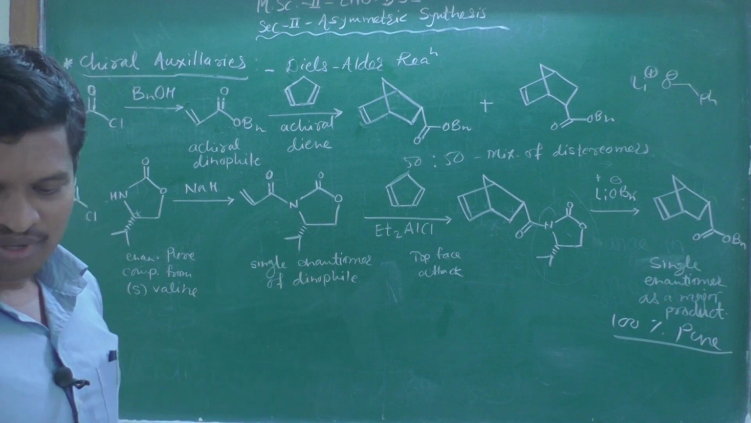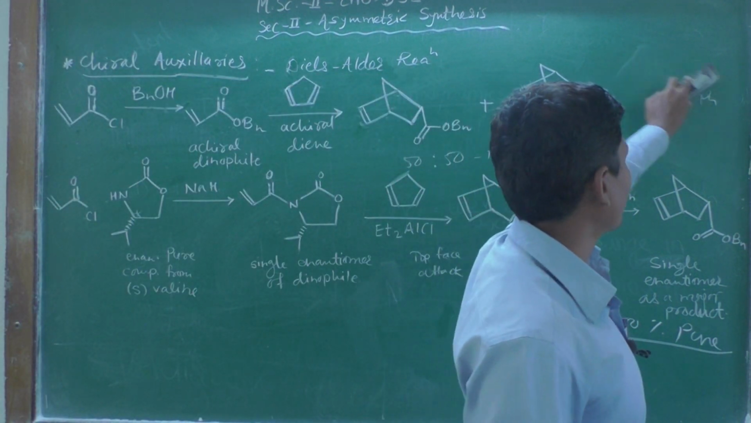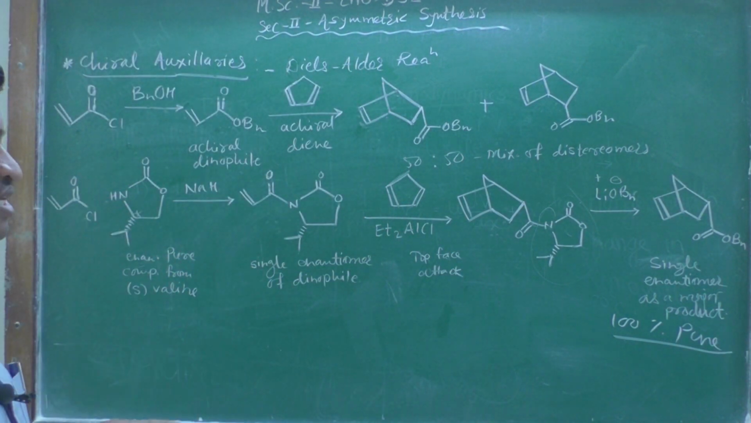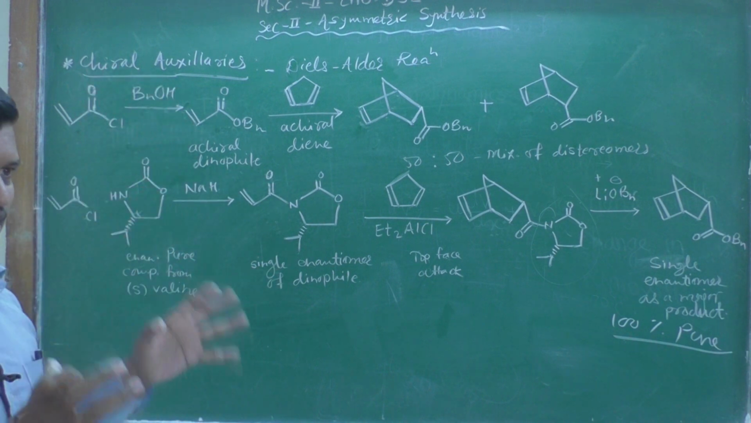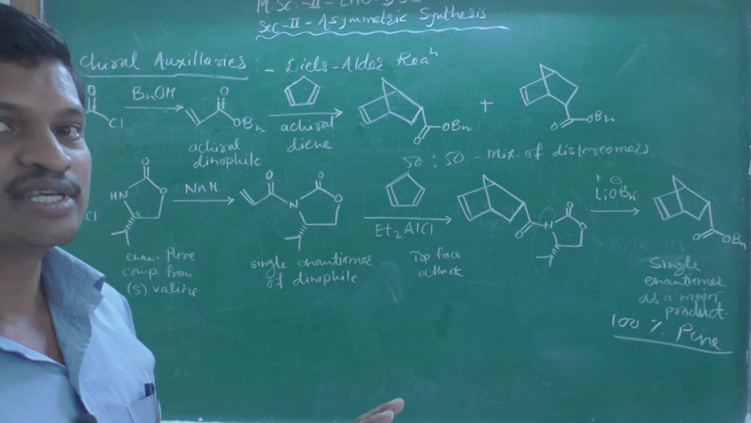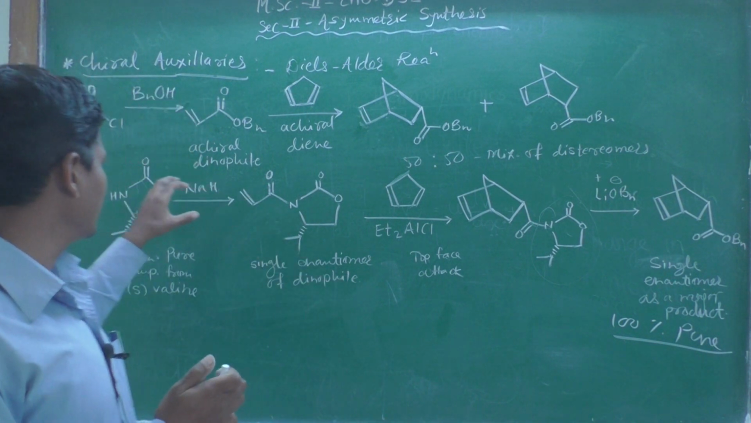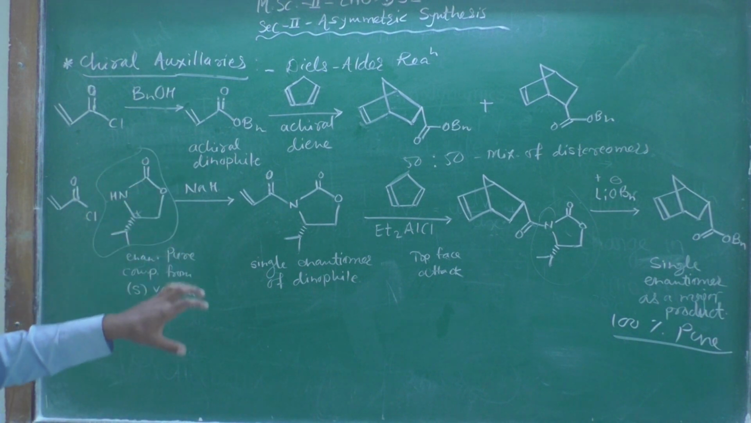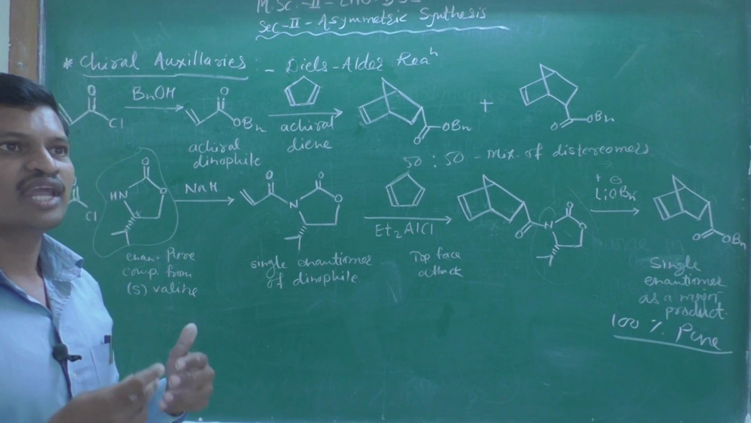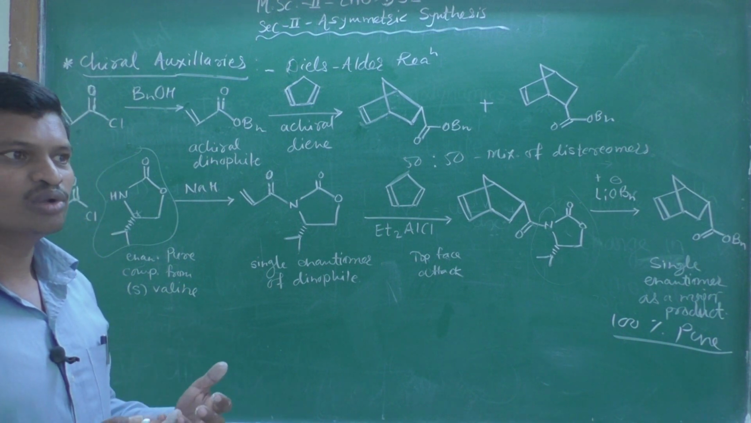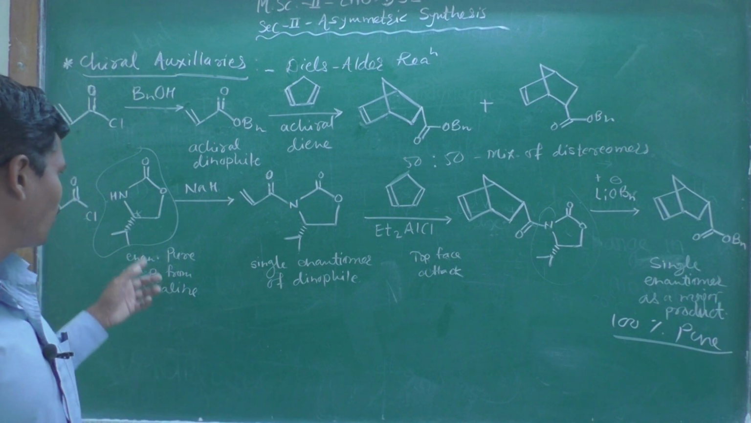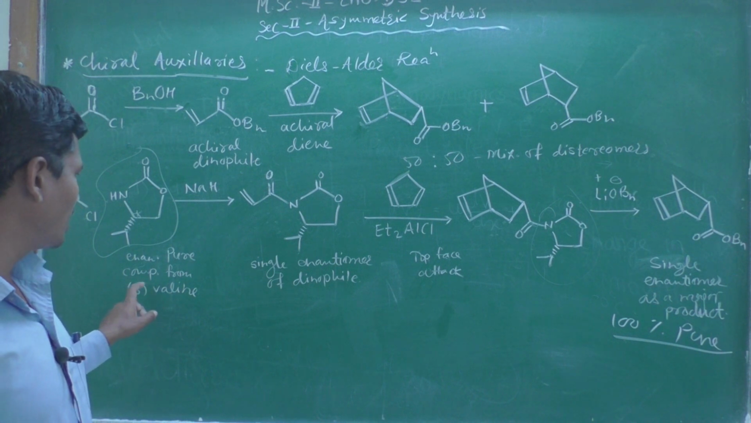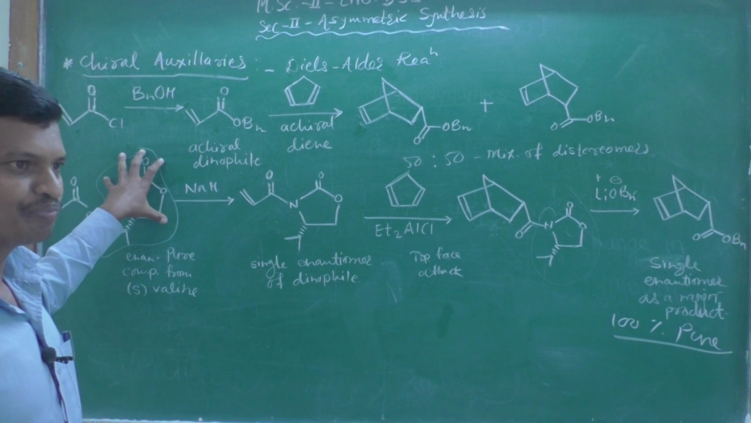Now dear friends, this is the concept of chiral auxiliary. What can we learn from these two examples? The chiral auxiliary is a concept in asymmetric synthesis. The chiral auxiliary we have used here can be prepared from an easily available natural chiral molecule, from the chiral pool, that is amino acids, and we have prepared this molecule from S-valine. S-valine is an amino acid which is 100% pure, and from it we have prepared this chiral auxiliary.